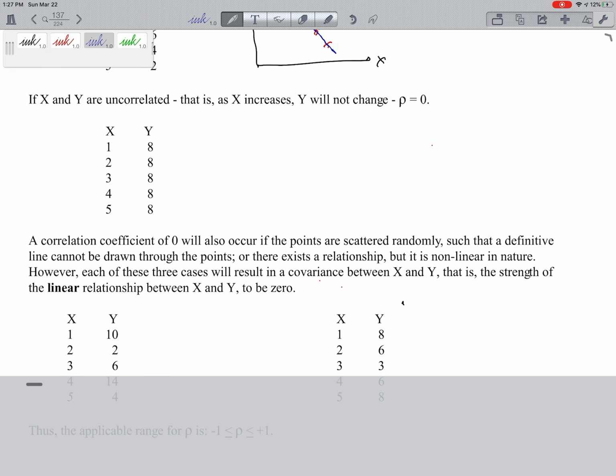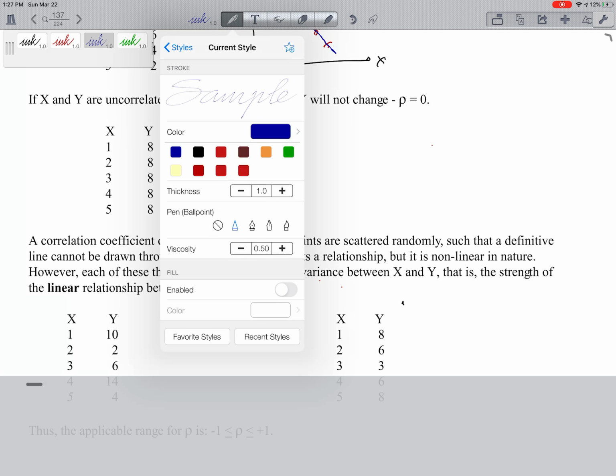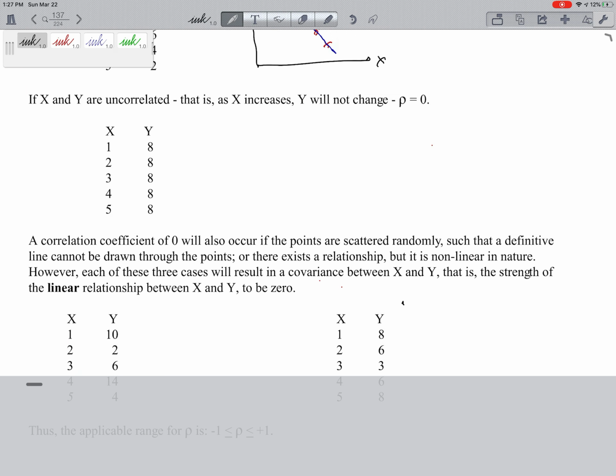Then we've got a rho equal to 0. Now I'm going to show you 3 cases actually of a rho equal to 0. This first case here is where we have actually a pretty nice looking line. You've got a y value of 8, and all the points are actually on a horizontal line. But when you think about that, what that's saying is that you can increase or decrease x and it has no effect on y. So that means that the correlation is 0.